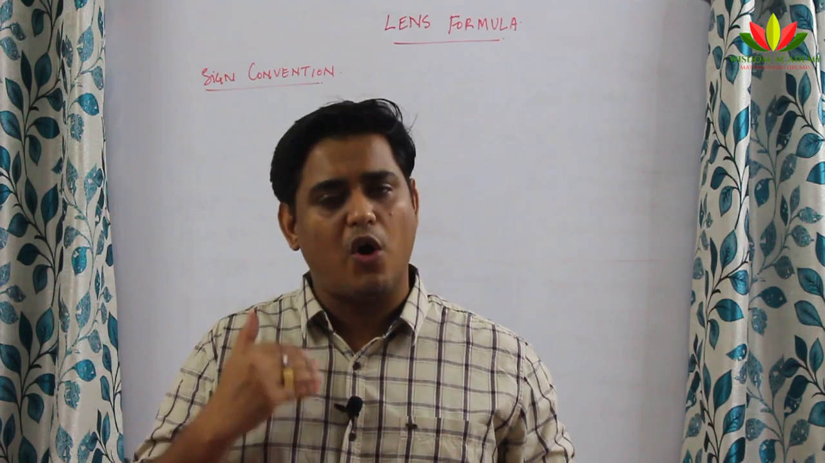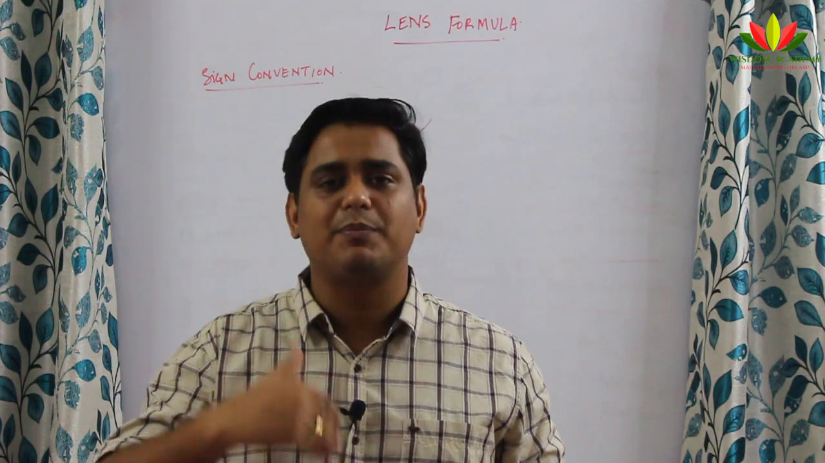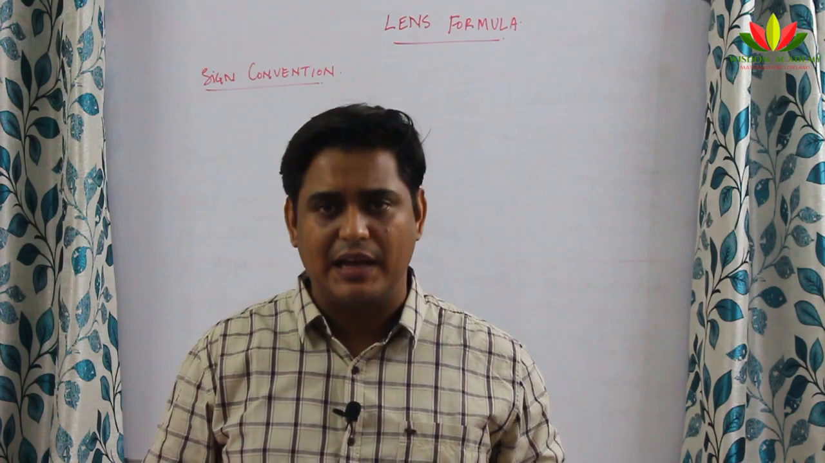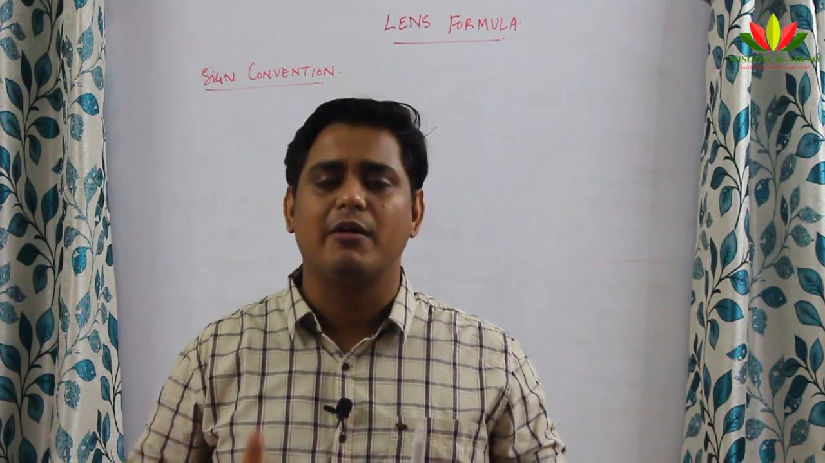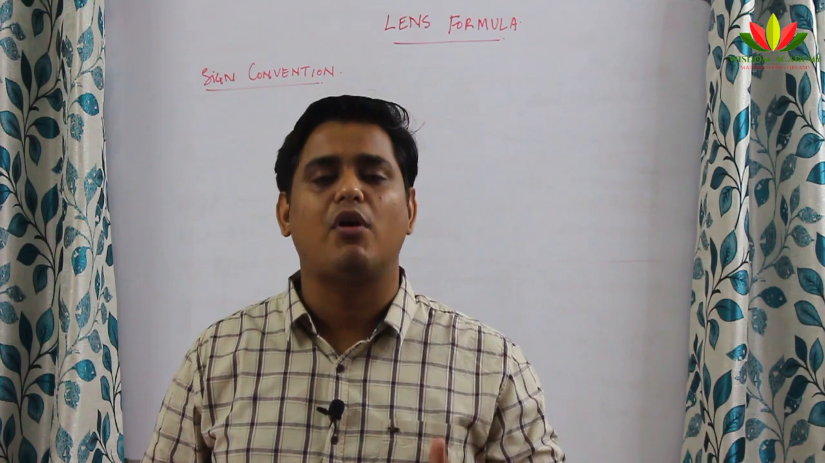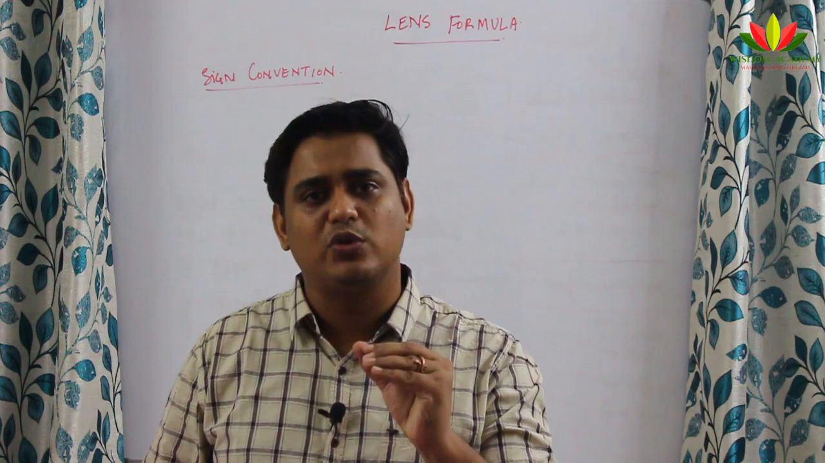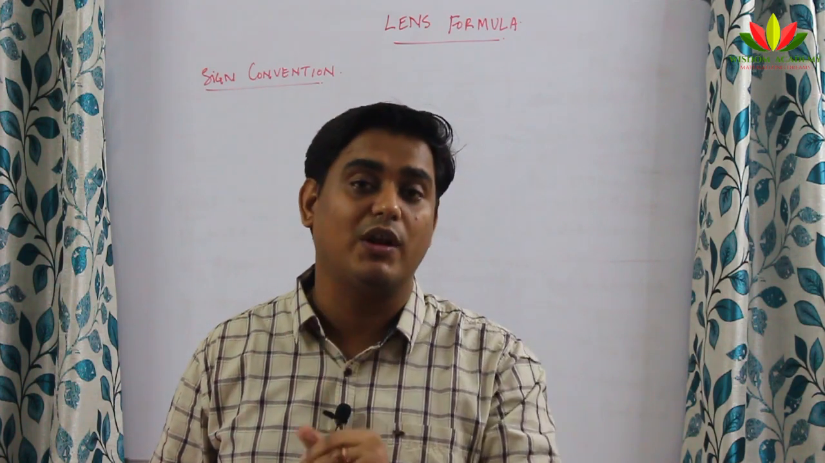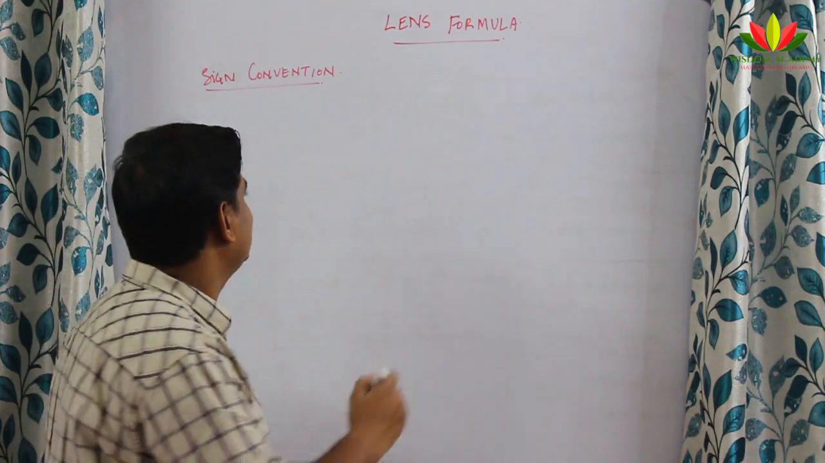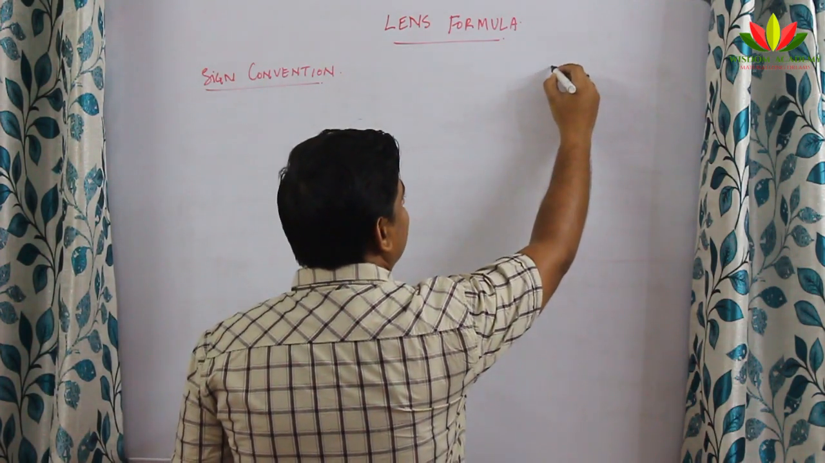Second rule, all the heights measured above the principal axis are taken as positive, and all the heights measured below the principal axis are taken as negative. So these two are the important rules of sign convention. With these sign convention rules only, you can design the lens formula and you can use the lens formula, right? So let us see the first rule, and this was the lens.